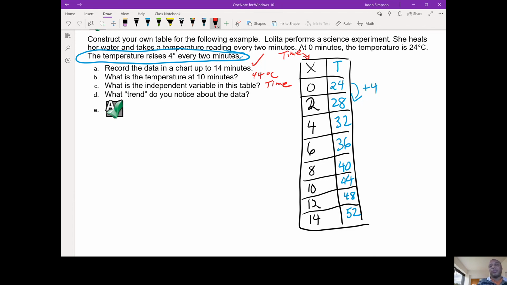What trend do you notice in the table? Well, the trend is this. Every 2 minutes, the temperature goes up 4 degrees Celsius. That's it, because that is what's happening. The trend is it's always increasing, but it always increases by exactly 4. And how much does it go up by every 2 minutes? 4. That's it. We're done.